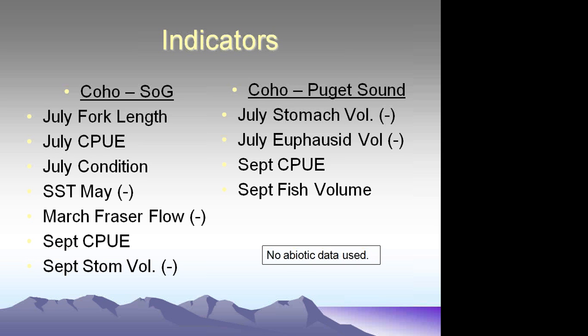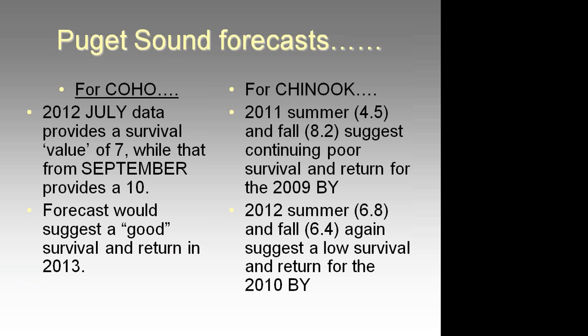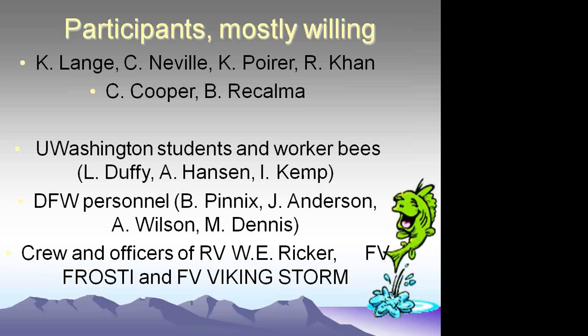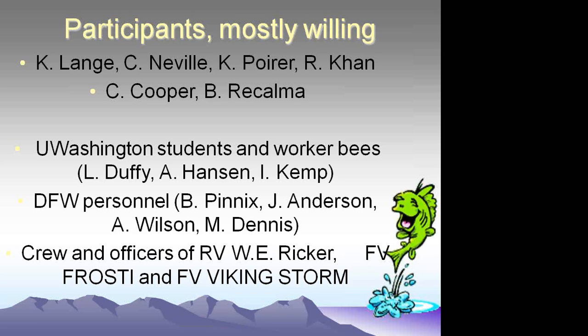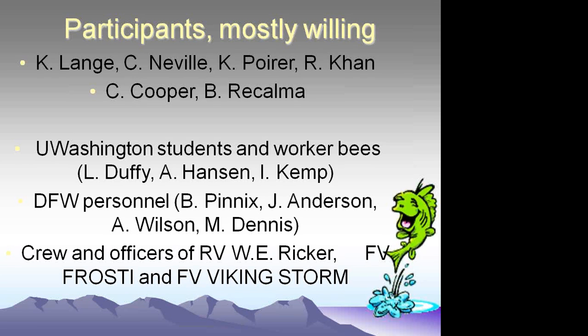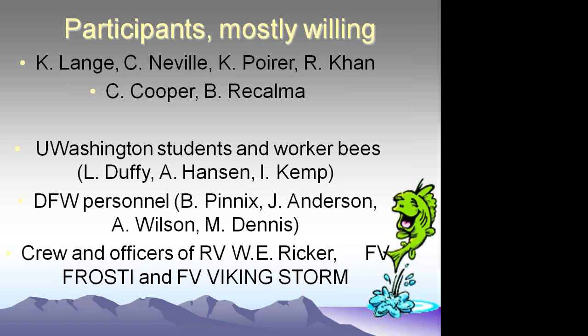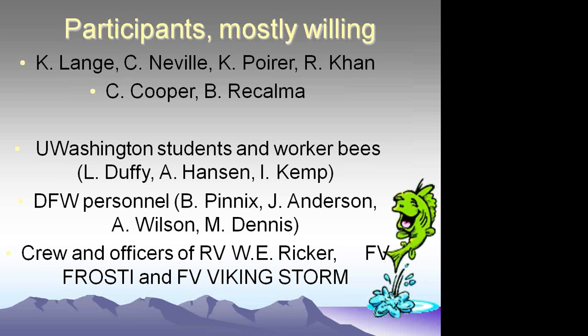Okay, and then the same sort of thing for coho. Again, fork length is important, CPUE is important, condition factor, surface temperatures in May, March Fraser flows again, CPUEs in September, and September stomach volume was actually negative. As I think Correigh mentioned, you try to figure out why some of these things make sense and why these correlations are there. Some of them just don't make sense at this point. We're trying to tease out these relationships as we go along.